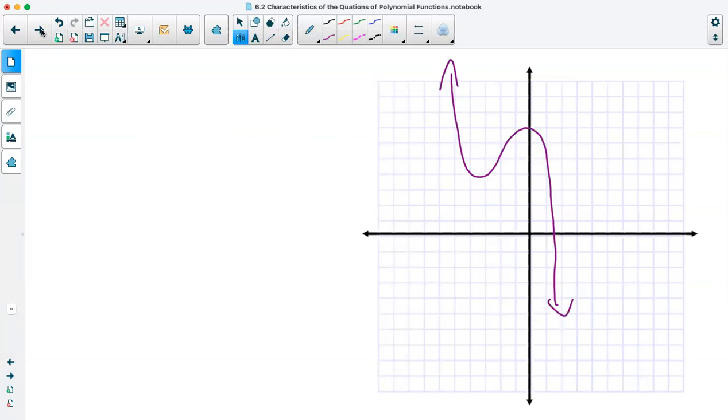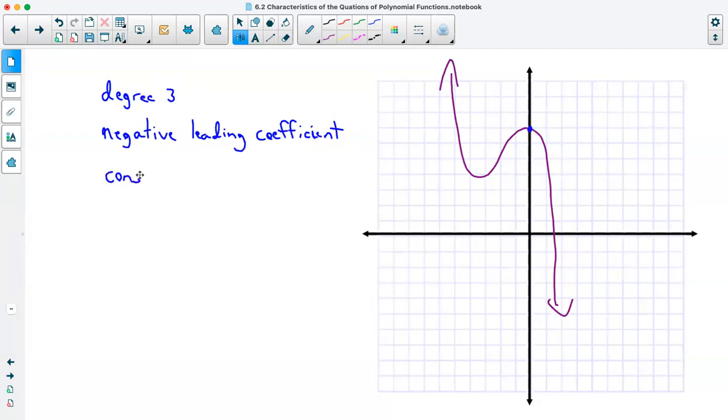Okay, so last one. This one, we've got two places it turns, so our degree would be one more than that. So we've got a degree 3, which is a cubic function. Now, because it's a cubic and it's starting here, ending here, that means it's a negative leading coefficient. And we have a constant of 7.